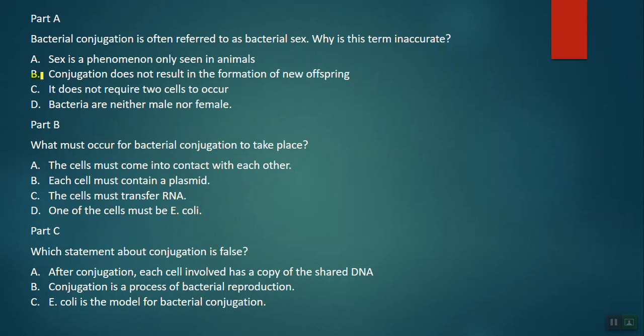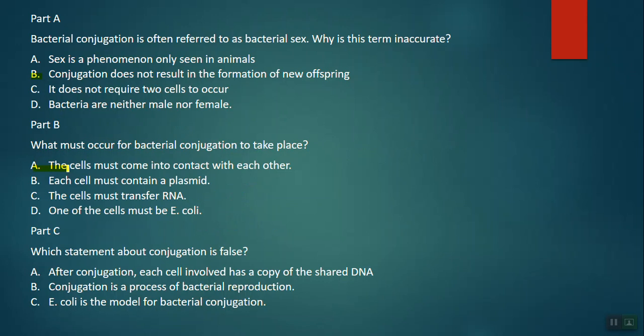Part B, what must occur for bacterial conjugation to take place? In order for this to take place, as we've already established, the cells have to come into contact with one another, which is different from transformation and transduction.